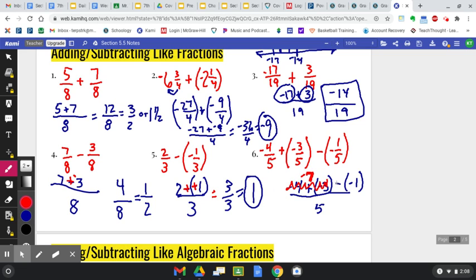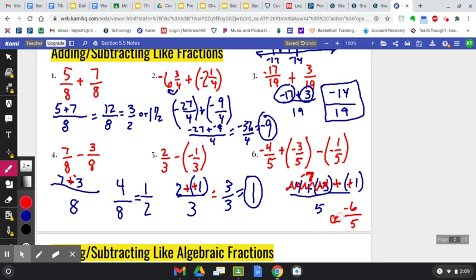Now I have negative 7 minus negative 1. So I have to go leave, change, opposite. So negative 7 plus 1 would be negative 6, and that is over 5, right? And I'm going to go this way. I'm running out of room there.